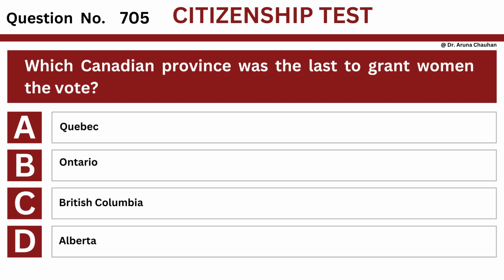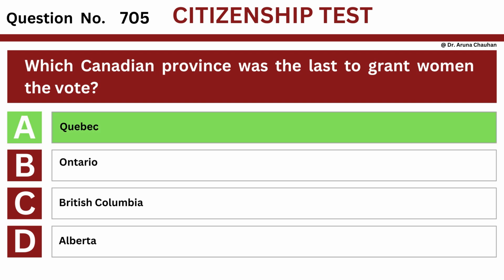Question number 705. Which Canadian province was the last to grant women the vote? Option A, Quebec. Option B, Ontario. Option C, British Columbia. Option D, Alberta. The answer is option A, Quebec.